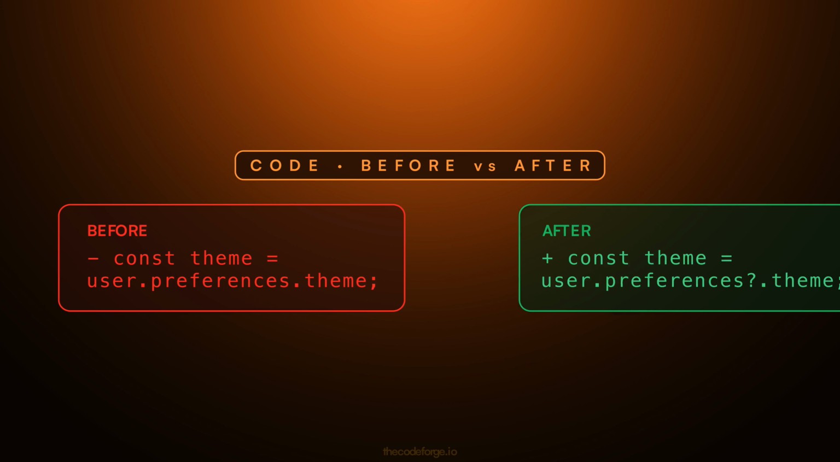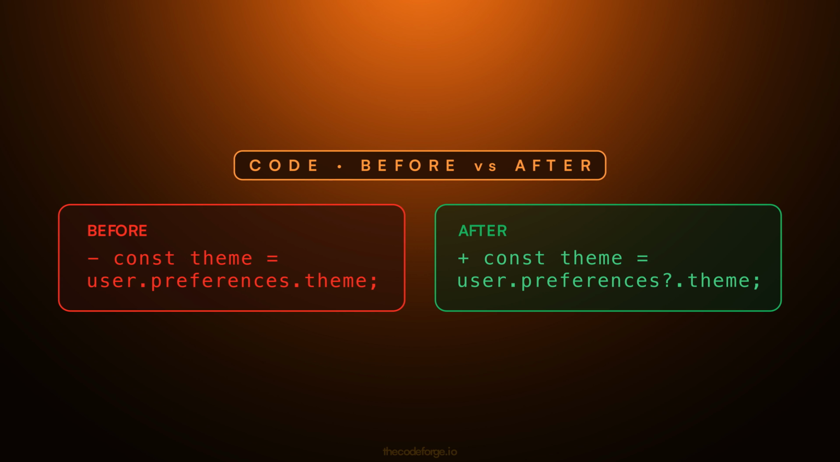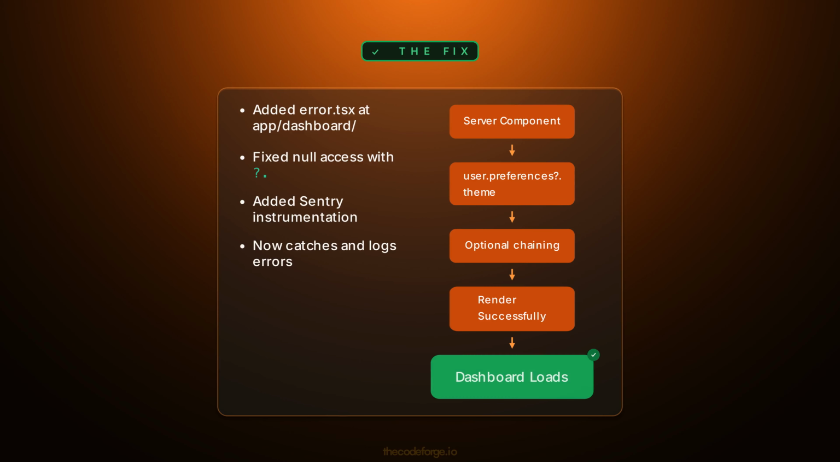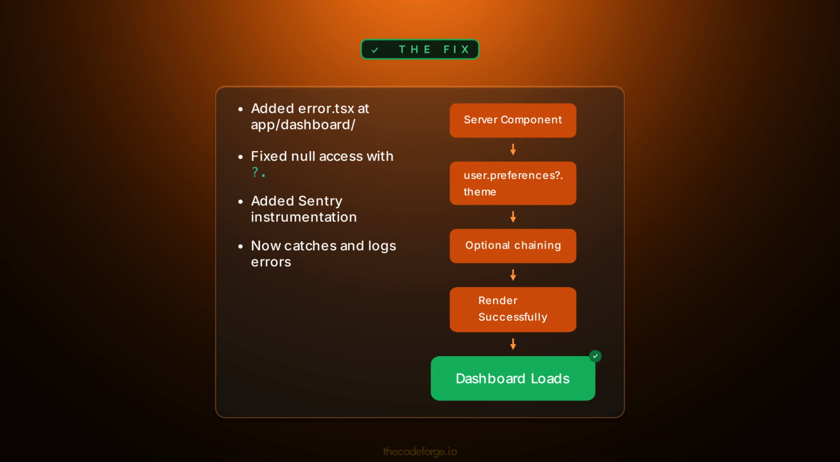The root cause was accessing user.preferences.theme when preferences was null, causing a type error. The fix added optional chaining to safely access nested properties. The fix was twofold. First, added error.tsx at app/dashboard to catch the error and show a degraded dashboard without the sidebar. Second, fixed the null access with optional chaining, user.preferences?.theme, and added Sentry instrumentation to log all server component errors. Now, if a similar error occurs, the dashboard shows a fallback UI and the team gets alerted.